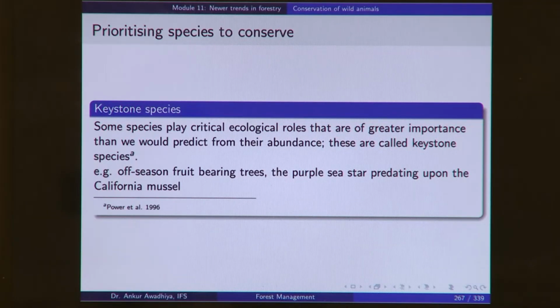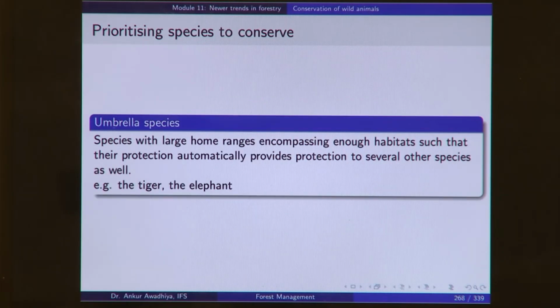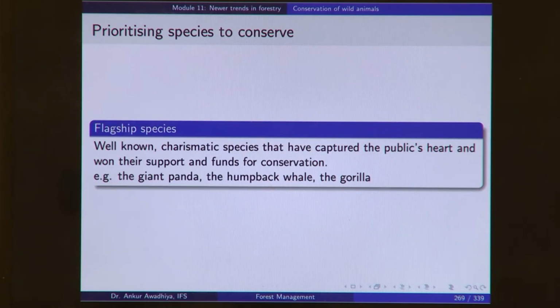So for prioritization, we look at keystone species, which play a much greater role in the functioning of the ecosystem as compared to their numerical abundance. We look at umbrella species, which require large home areas, and we look at flagship species that people actually love.